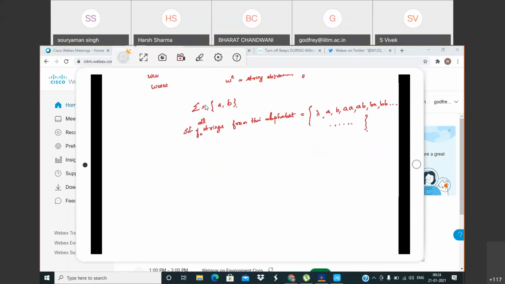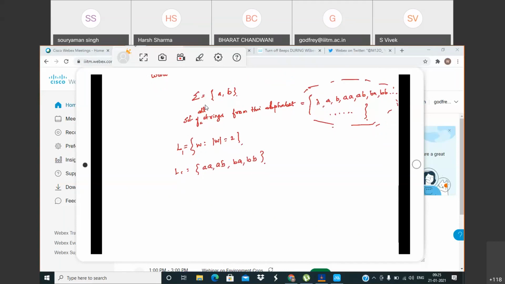Now let's assume I have a language. A language is going to be a subset of this particular set. Say, for instance, I may have a language of all W such that the cardinality of W is equal to 2. In that case, this language L1 is going to have the strings AA, AB, BA, and BB.